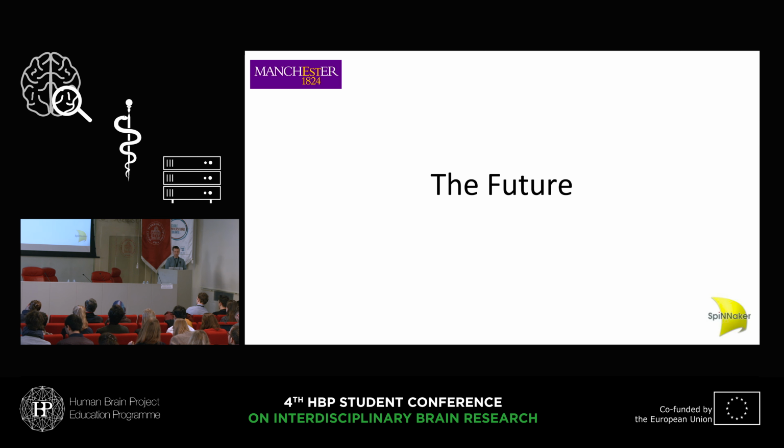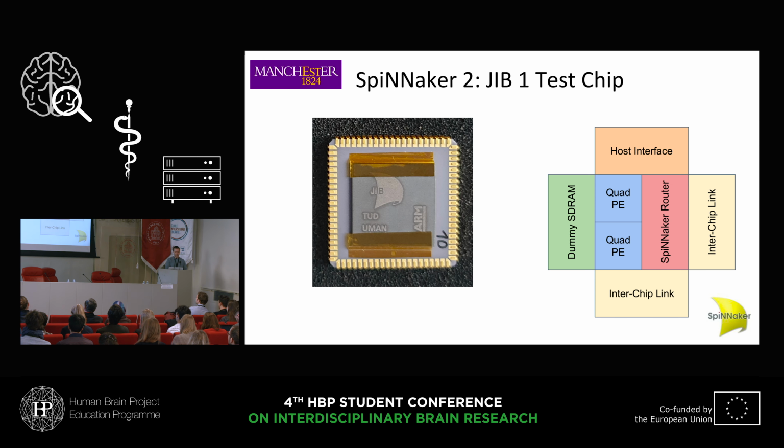Okay, so a quick look now at what things we're coming up to developing at this point. And the main obvious one is SpiNNaker 2. So SpiNNaker 1 has been some 10 years in production. So we're wanting to produce a modern version of SpiNNaker. There is already a JIB1 test chip, we call it, and this consists of just 8 cores, so it's not even as big as SpiNNaker 1 at this point. But the idea of this is to test out the technology, see what we can do with it.